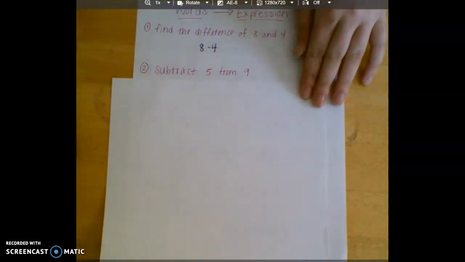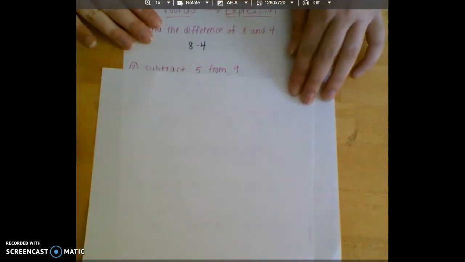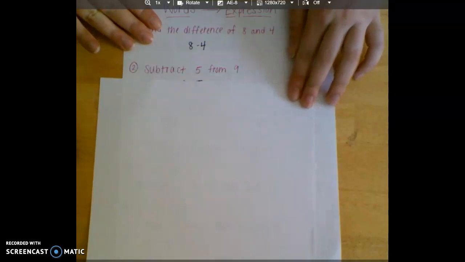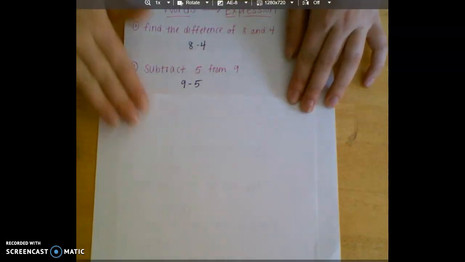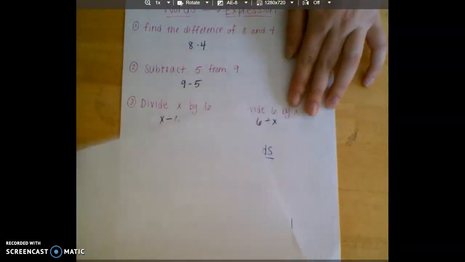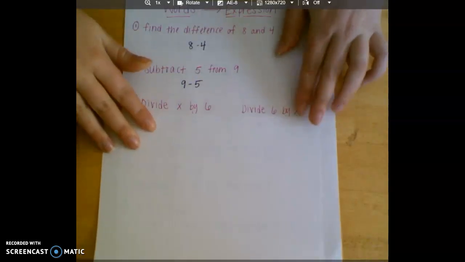Subtract 5 from 9. Okay, so if I subtract 5 from 9, subtract, we know what that means. I have 9 minus 5. I'm taking 5 away from my starting 9. So remember, language is super important when you are doing this. Okay, here's your next one.